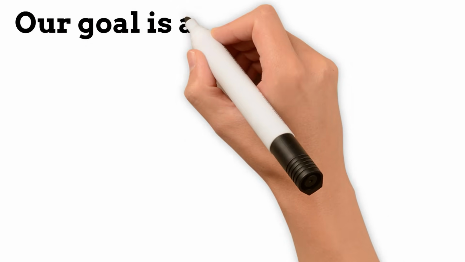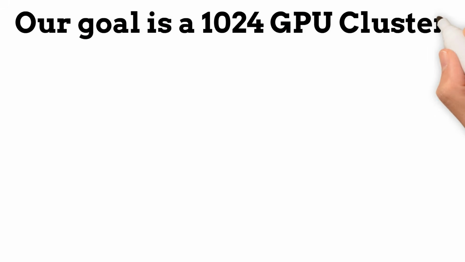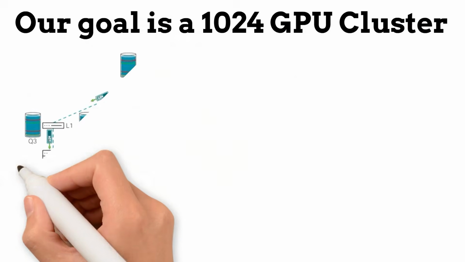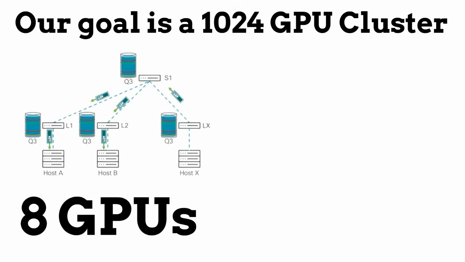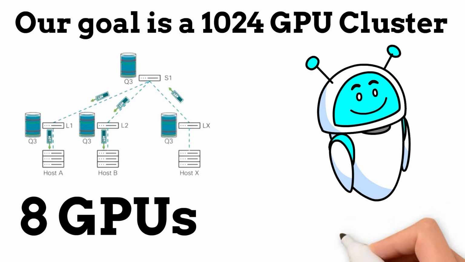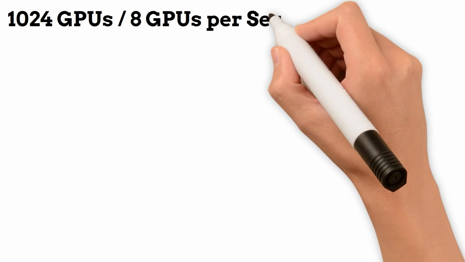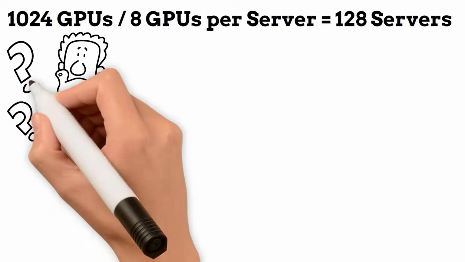Our goal is a 1024 GPU cluster. The Cisco design blueprint uses servers that each contain 8 GPUs. This is a very common configuration for high-density AI systems. So the math is simple. We need 128 high-performance servers. Now, where do we put them?